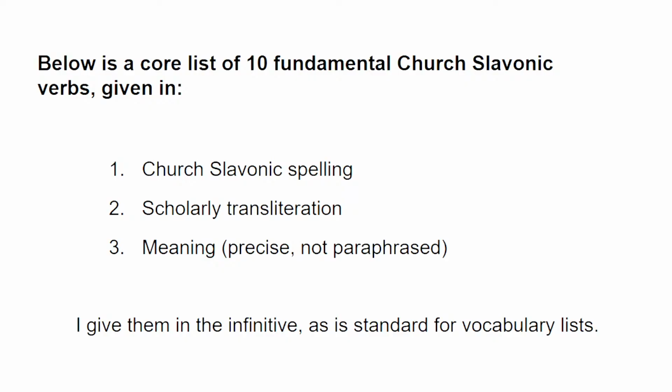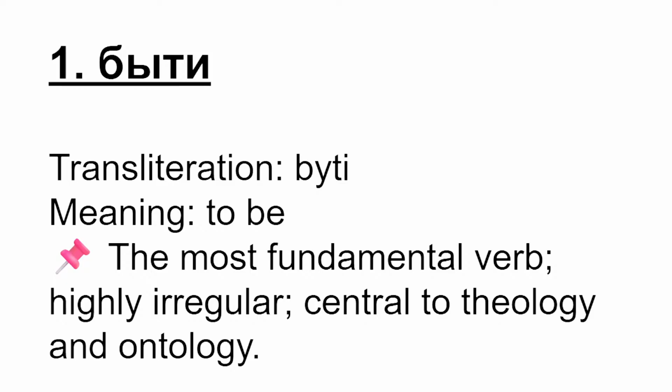So let's go. The first verb, быть. Here I show you the transliteration, meaning to be. And this is, I guess, the most fundamental verb, and it is highly irregular. When you change the time of the verb, you don't just add the ending, you change the whole verb. That's why it is highly irregular. And this verb is central to theology and ontology.